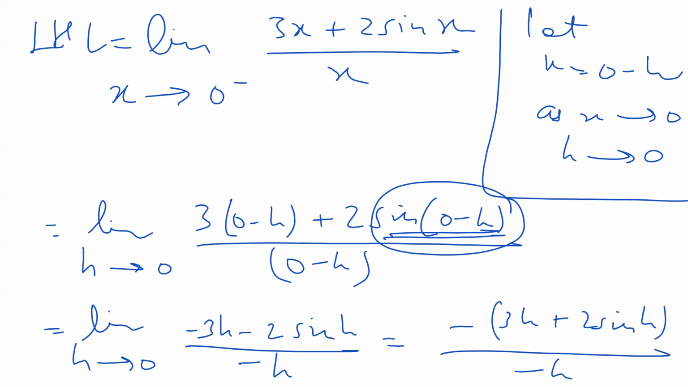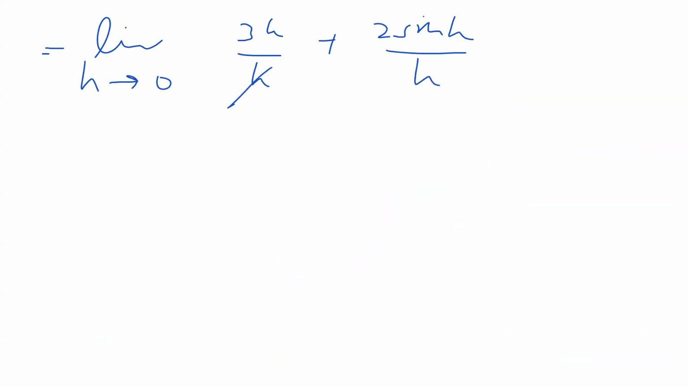So this is going to be 3h upon h, and the minus sign will get cancelled. Limit h approaching 0, 3h upon h plus 2 sin h upon h, h got cancelled. Okay, and then sin h upon h is 1. So this is also equal to 5, right?